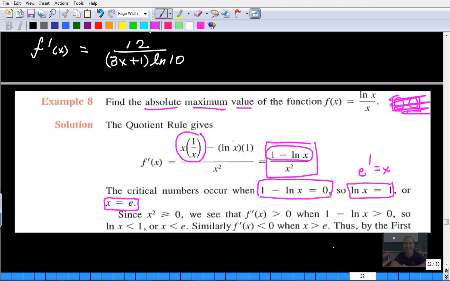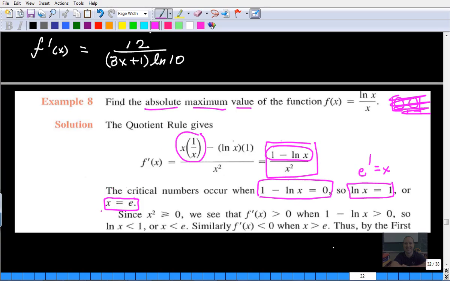Okay? So again, just a couple things there. When you have ln x equals 1, that's a logarithmic equation. You can rewrite that as an exponential, and that's going to help you. So e to the 1 equals x, or x equals e. So that's your critical number, is e, 2.718 sort of thing. Okay, e.